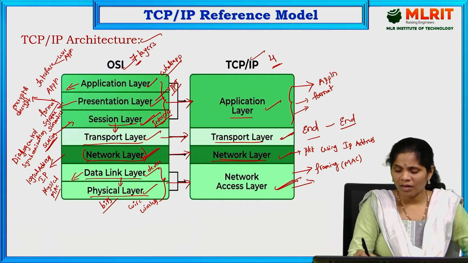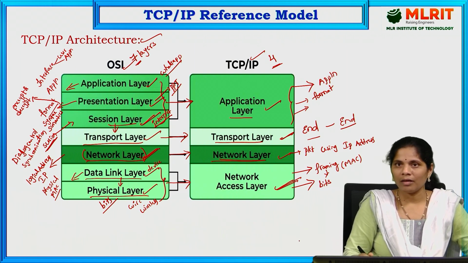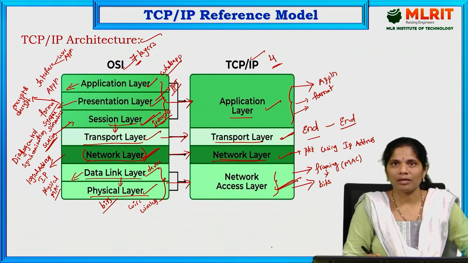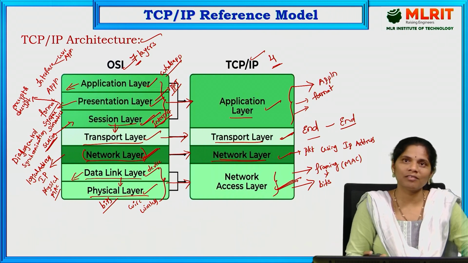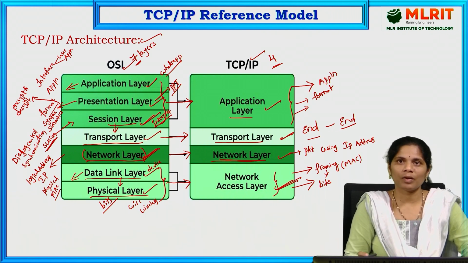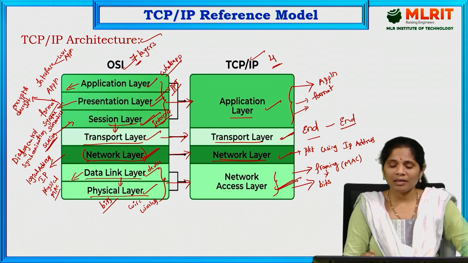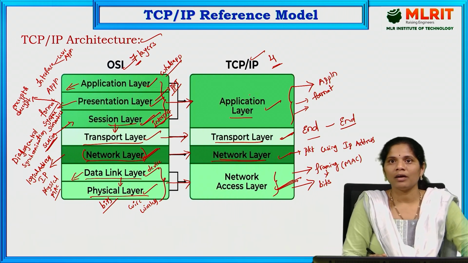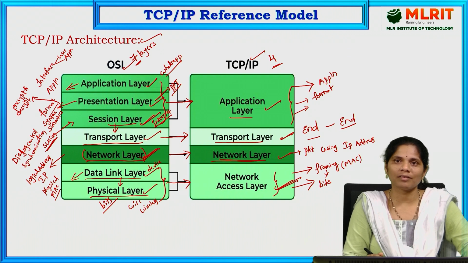At the same time, the physical layer means whatever data is going to be converted into the form of bits, and that is also transferred onto the physical media. These are the functions of the network access layer. This is about the OSI and TCP architecture, the main relation between the OSI and TCP/IP architecture. And let us see each and every layer's functionality, what protocols we are using in the application layer, transport layer, and network access layer. All of that we are going to see now.